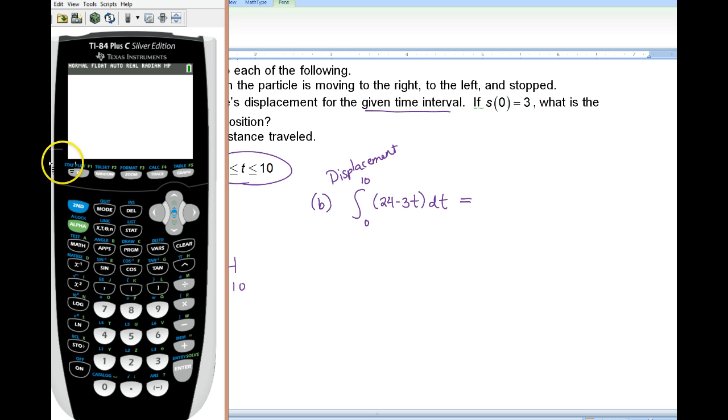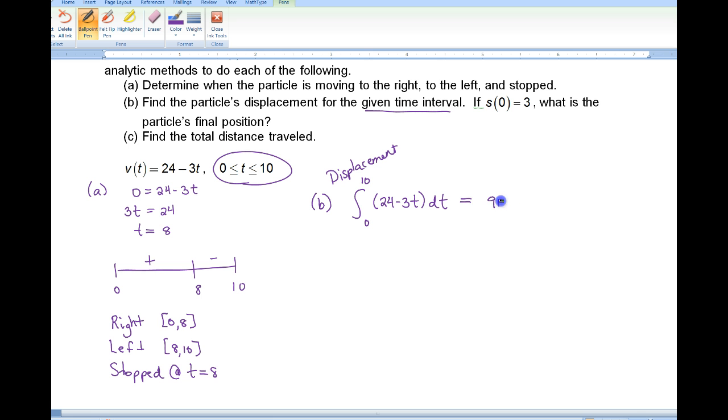So if I go to math and then 9, we have from 0 to 10, and then we have 24 minus 3x dx. So just plug it in. That's fine with me. We get 90. You put in the function, then you put a comma x, comma 0, comma 10. So we get 90 here. What does that mean?